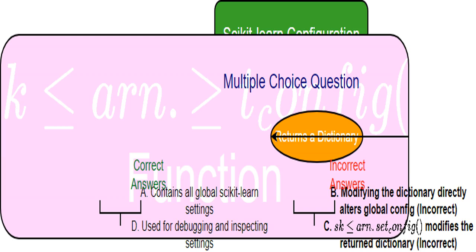I'll explain the Sklearn.get_config function. It's a scikit-learn function that gives you a snapshot of the current global settings. Think of it as a way to peek inside scikit-learn's control panel. It's super helpful for understanding what's going on under the hood.